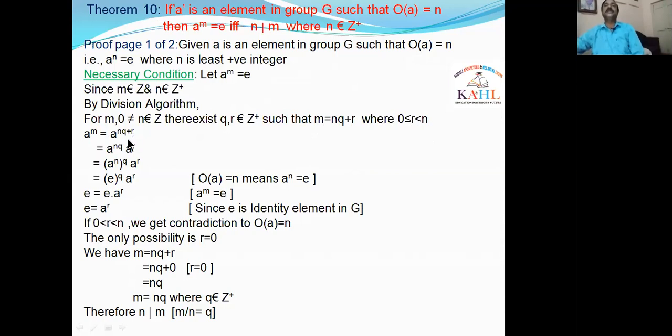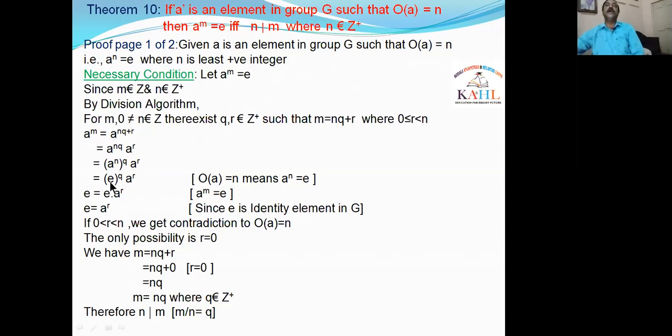By using that condition, I am writing that a power nq plus r is a power nq into a power r. a power nq is written as a power n whole power q. a power r is as it is. What is a power n? We have taken that order of a is equal to n. In the data, order of a is equal to n means a power n is equal to e.